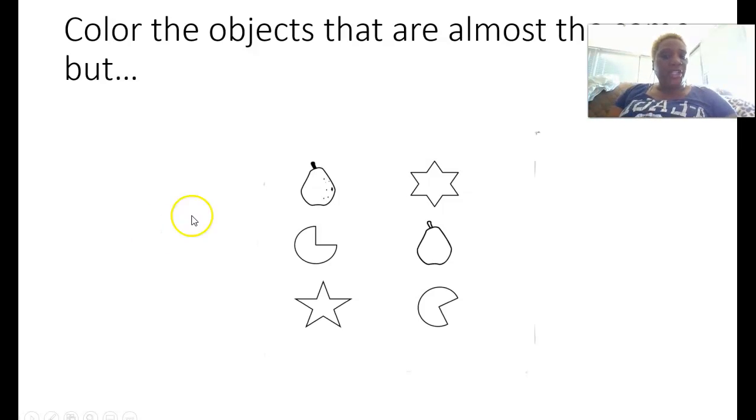And how you're going to do that is you're going to look for some different objects. So I notice here, I see a pear, and I see the stem, and I see that it's black, and I see some spots on it. And I'm going to look on the right side, and I found another pear. I noticed that it's almost the same, but there's a little difference. This stem is clear, it's white, and there are no spots. So they're almost the same, but, and I'm going to color them the same color.